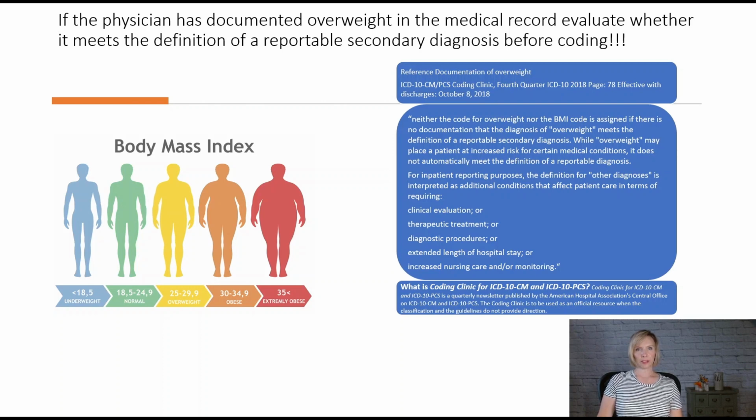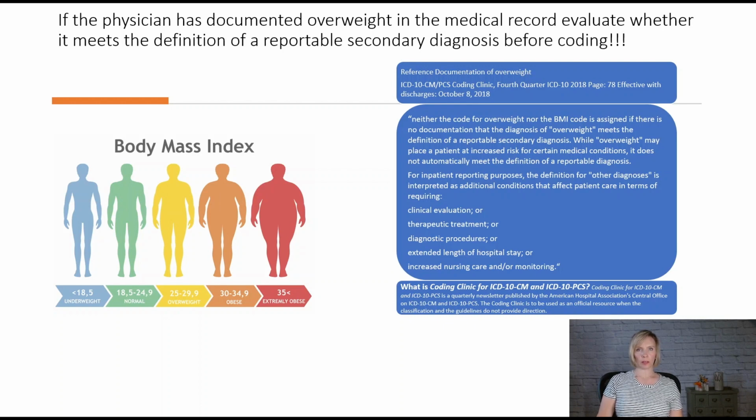So based on the previously mentioned Coding Clinic, we know that obesity is always considered clinically significant. But what about being overweight? The Coding Clinic I just referenced states that individuals who are overweight, obese, and morbidly obese are at an increased risk for certain medical conditions compared to those of normal weight. Therefore, these conditions are always considered clinically significant and should be reported when documented by the provider. However, there is a more recent Coding Clinic that has some updated advice specifically for a diagnosis of being overweight.